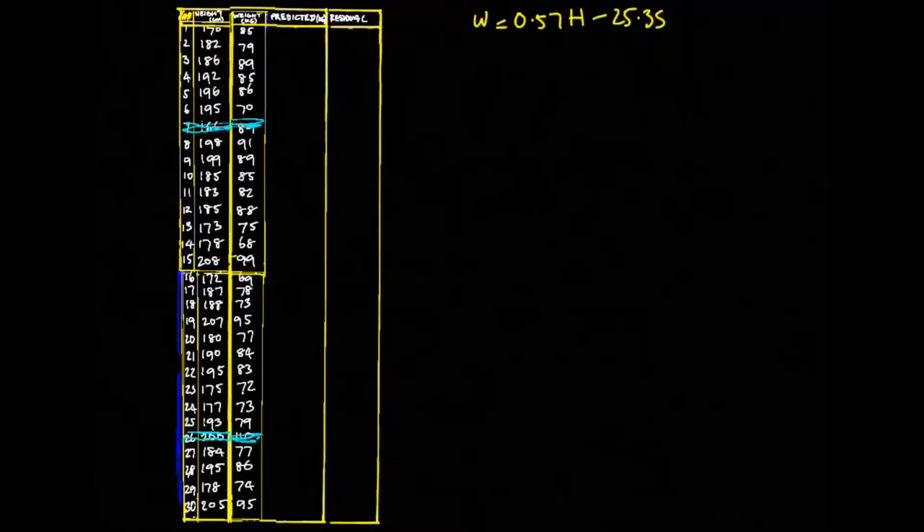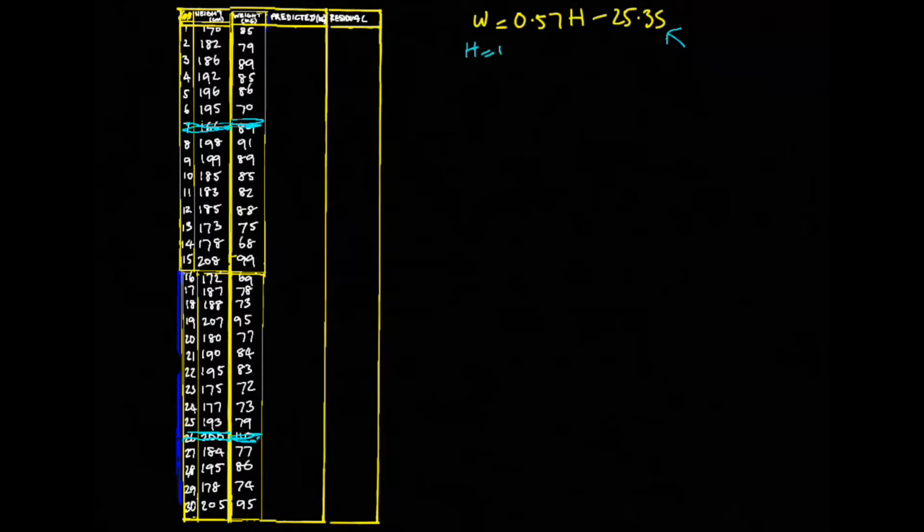Okay, now we've got to work out the predicted values of kilograms if we used the regression line to predict it, knowing the height, what the weight should be, and we put it there. And then we work out the residual, which is what we measured minus the predicted value. So I'm just going to do a few.